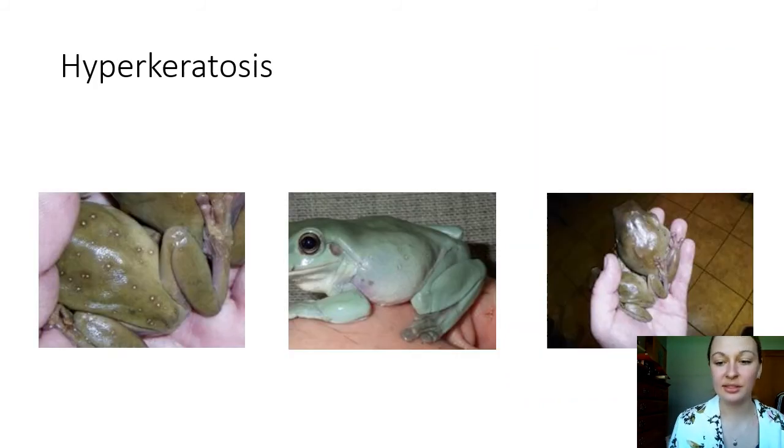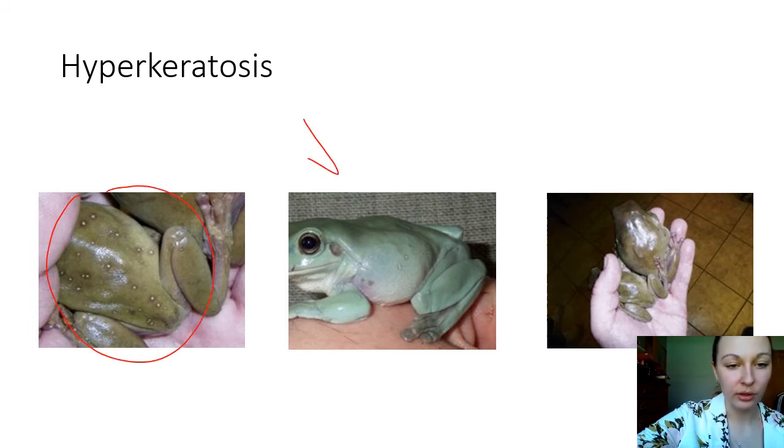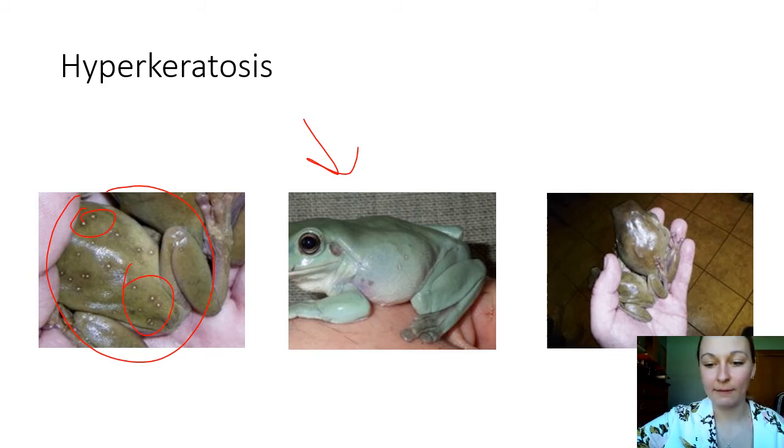And so this is an example of hyperkeratosis. You can see in this first image discoloration. So it's supposed to look similar to the second frog. These are the same species. So this is discoloration, and then these white dots are lesions. So that is caused by that fungus.